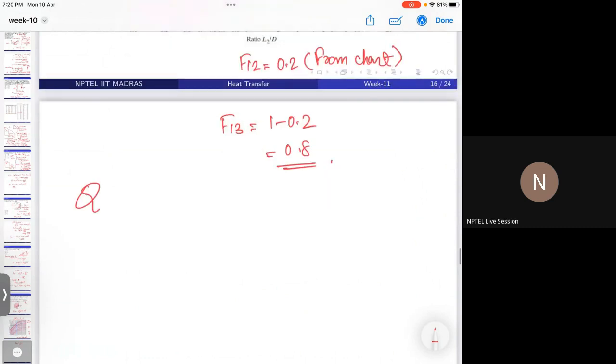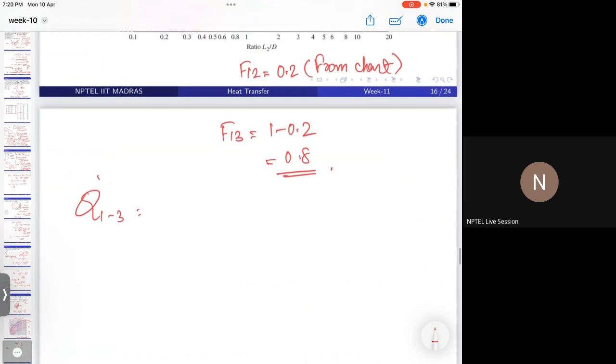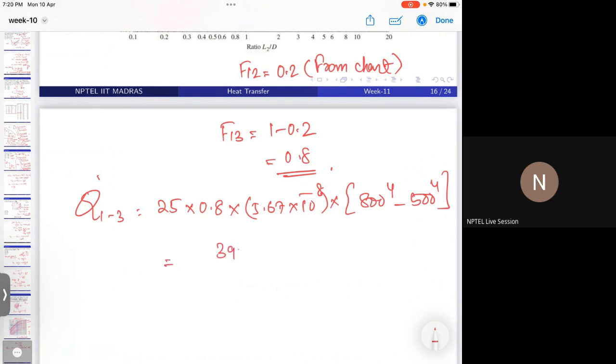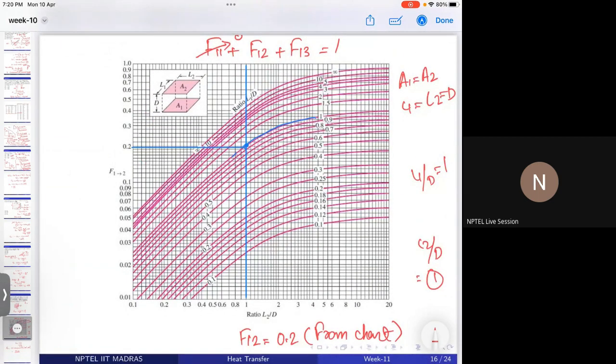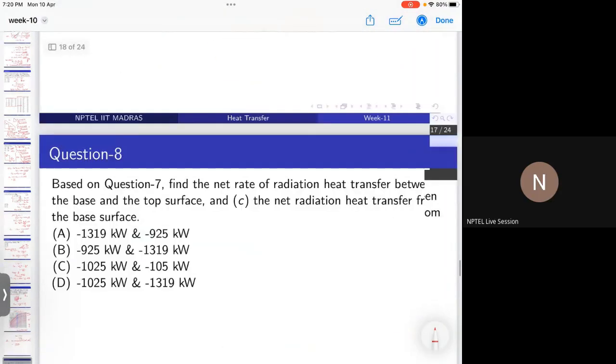So what is Q1 to 3? A1 is 5 into 5, which is 25 meters square, into 0.8 (F13), into 5.67 into 10 raised to minus 8, into 800 raised to 4 minus 500 raised to 4. This will come out to be around 394 kilowatts. Have you earlier seen this kind of charts? Familiar? Yes, sir. Okay, then there is no need of much explanation.